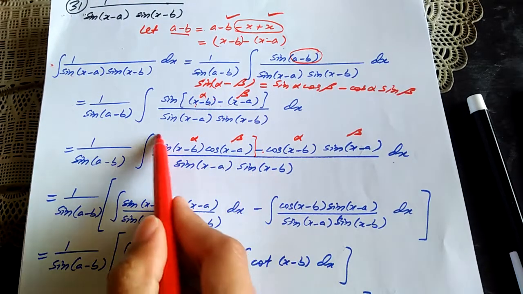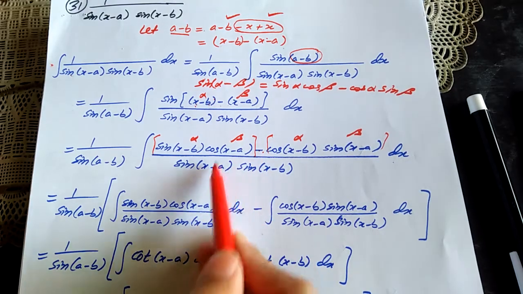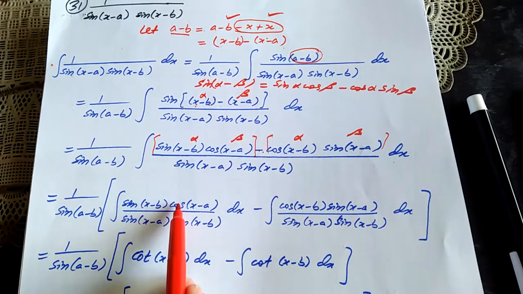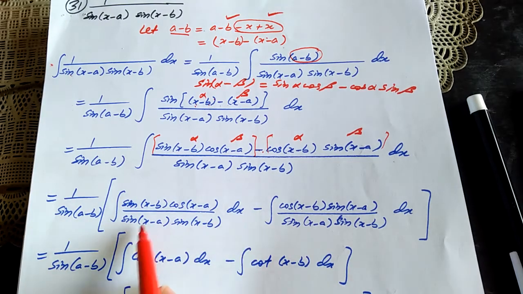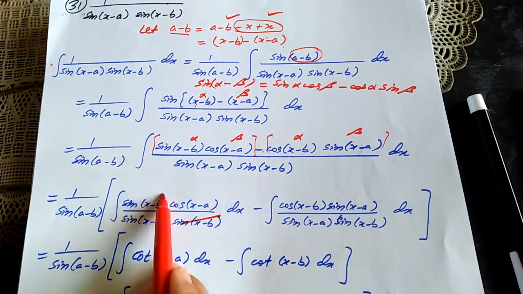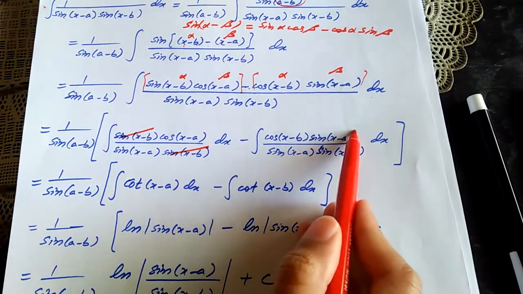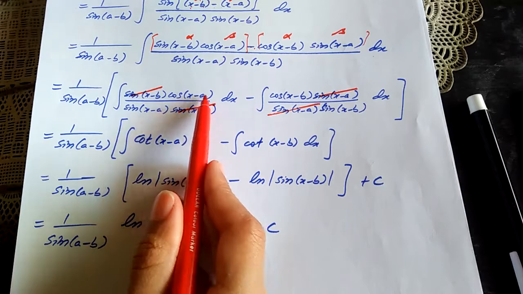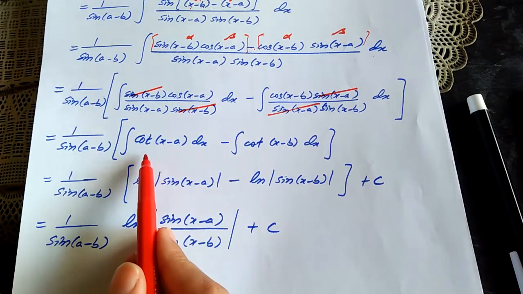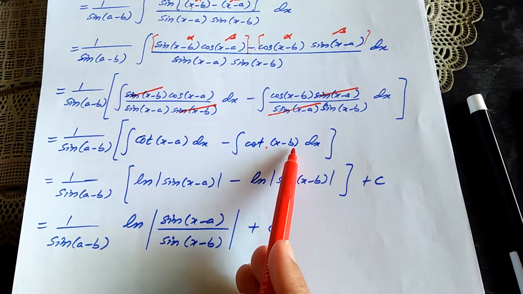Now we have two functions here with this negative sign. Just divide this denominator separately with both of them like this and separate the integral signs as well. Sine of x minus b will be cancelled with sine of x minus b. Sine of x minus a will be cancelled with sine of x minus a. Now cos x minus a over sine x minus a can be written as cot of x minus a and here as cot of x minus b.